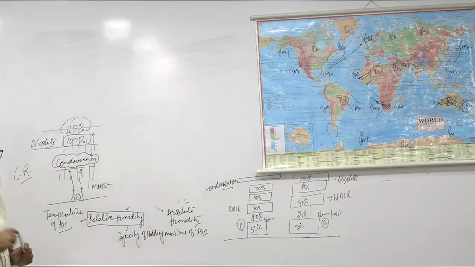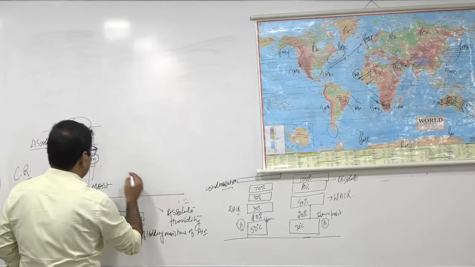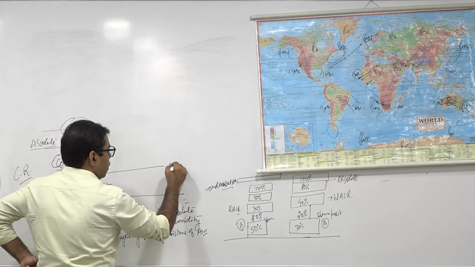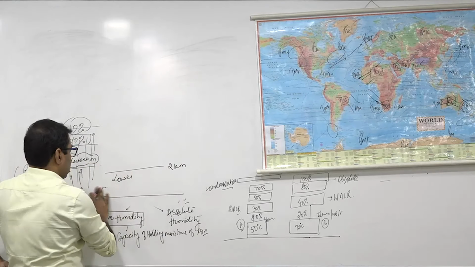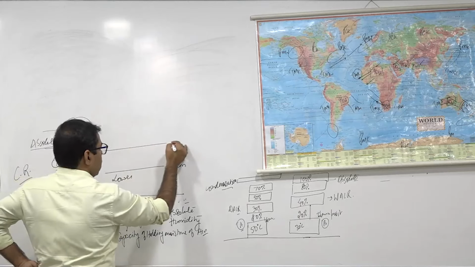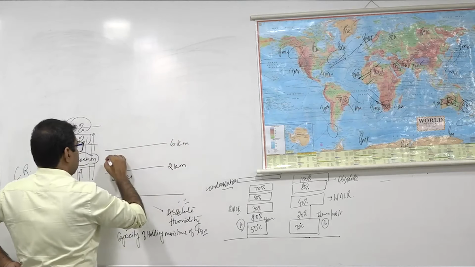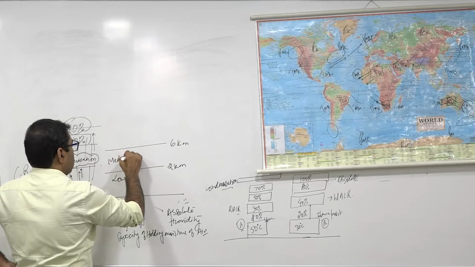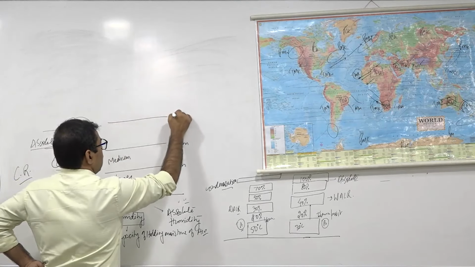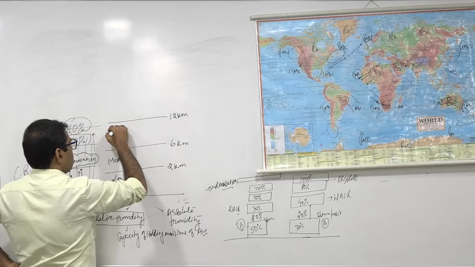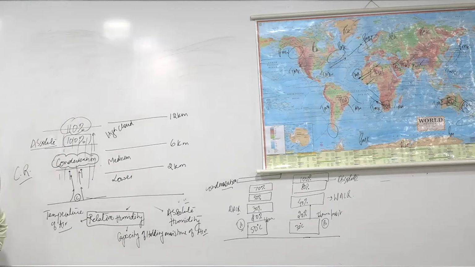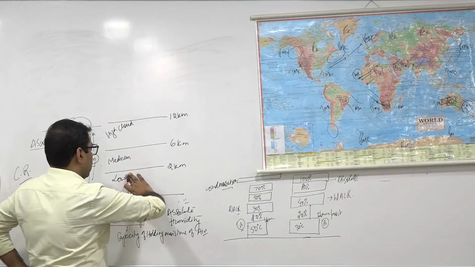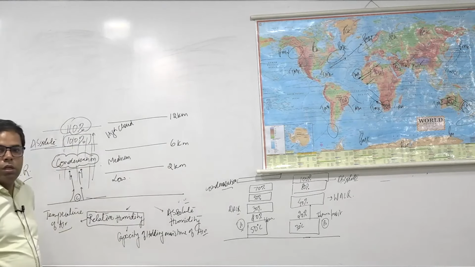Now see, the clouds have been classified into three types. Up to 2 km, this is called lower cloud. Up to 6 km, it is called medium cloud. Up to 12 km, it is called high cloud. Right? Low clouds, medium clouds and the high clouds.